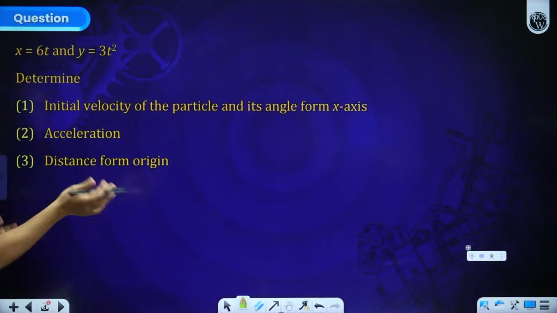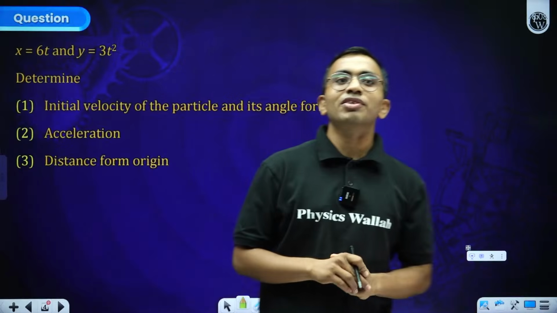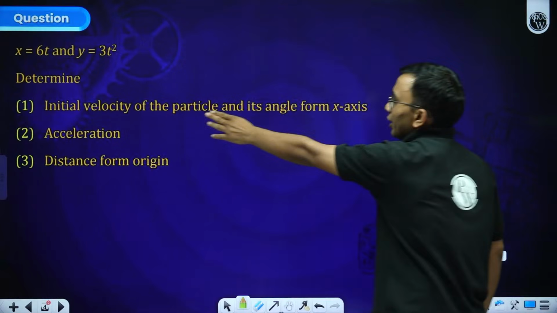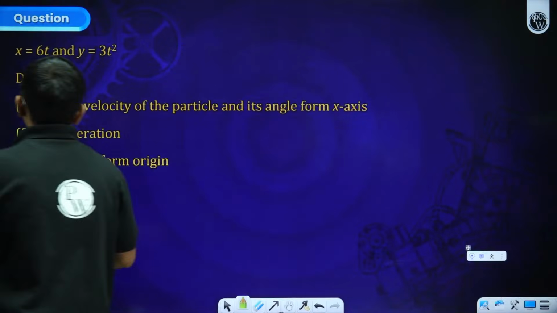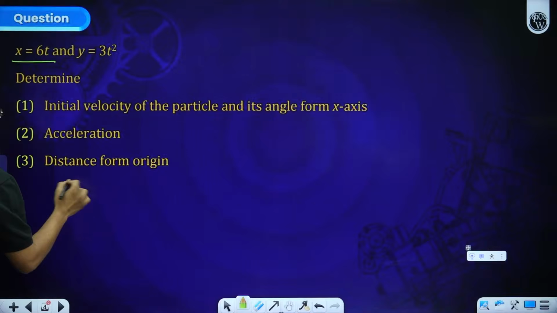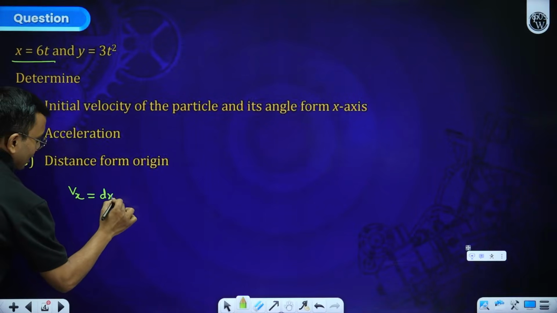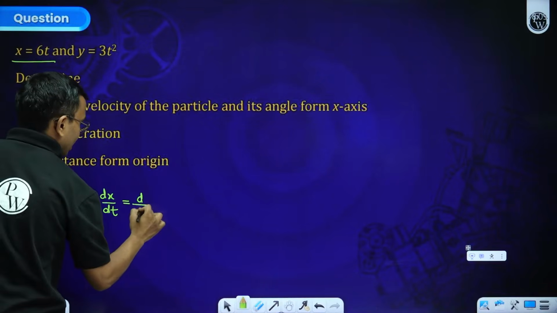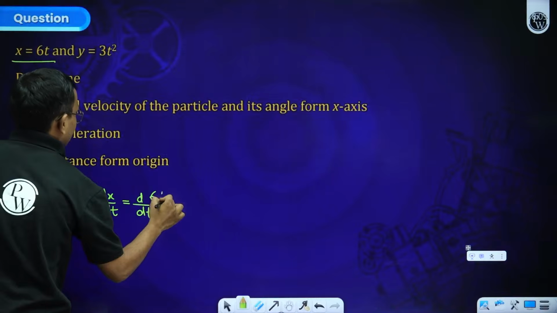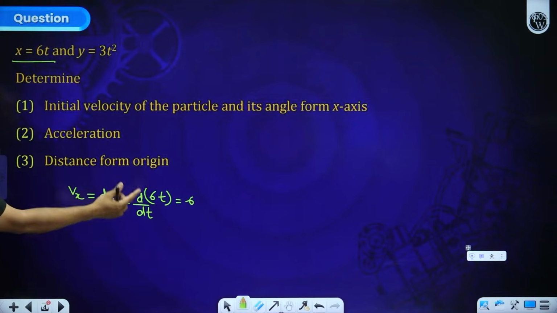Okay, let us do this question. This is how the x is varying, this is how the y is varying. X coordinate, y coordinate variation is given to us. Now what we need? Initial velocity of the particle, its angle from x-axis. Okay, x is varying like this. What will be my Vx? Vx is dx by dt. Differentiate it, d by dt of 6t. So that will become 6. So velocity along x-axis is 6.